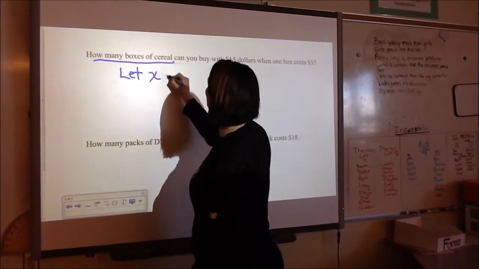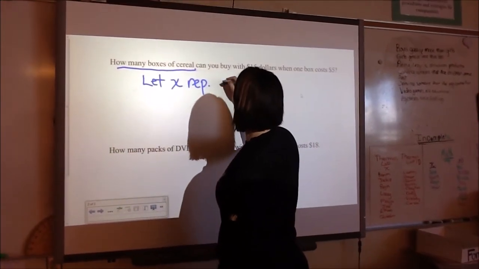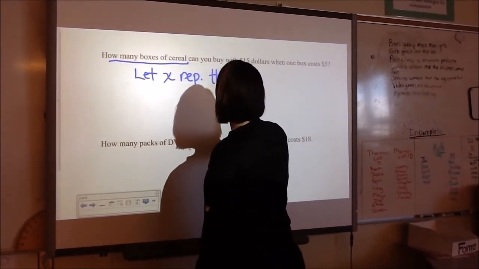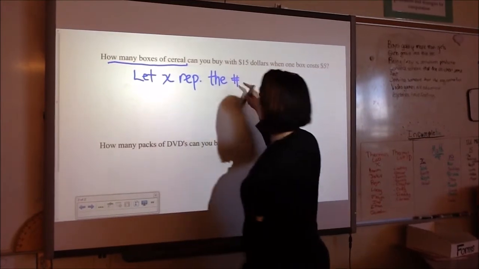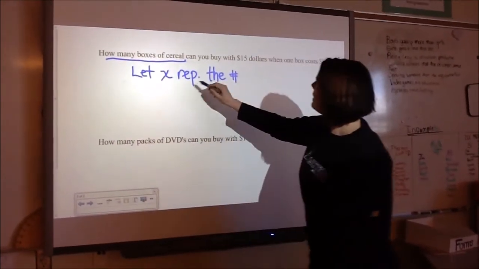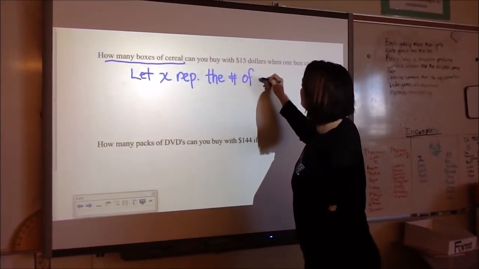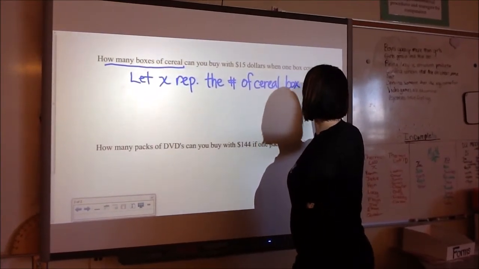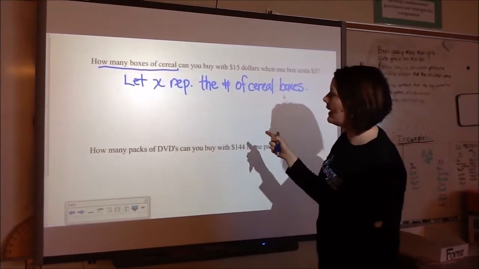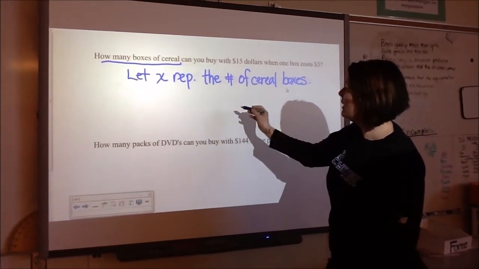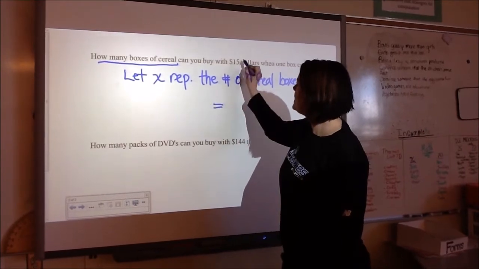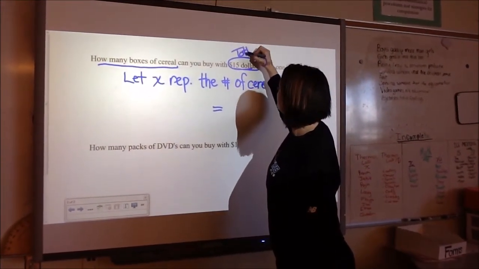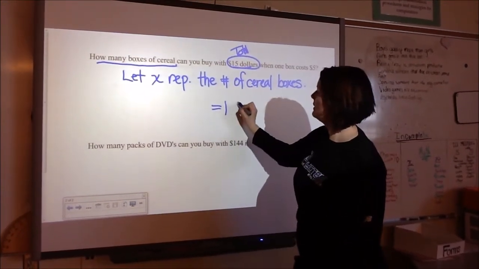x represent the number of cereal boxes. Are you okay with that as a short form? Okay. The number of cereal boxes. Okay, so if that's our x, we need to know if they have a total amount of $15, so that's the total. Let's let that equal $15.